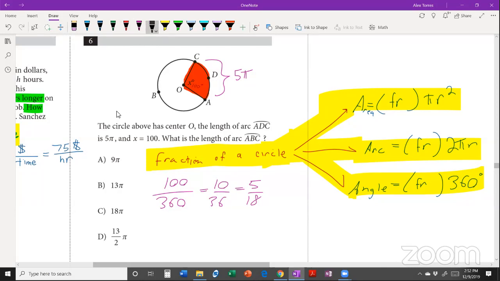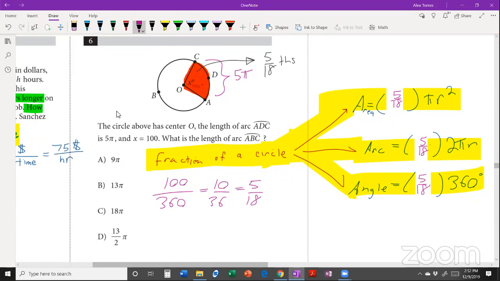So we now know that this piece, this pizza slice that has arc ADC on the outside of it, is 5/18 of the circle. So let's go ahead and replace this and say that that also means that the area of it would be 5/18 of the area of the whole circle. The arc, which we just found out, is 5/18 of the circumference of the circle. And the angle of it, which is the 100, is 5/18 of 360. 100 is 5/18 of 360.